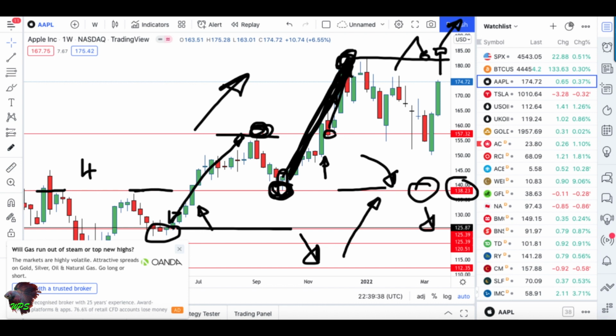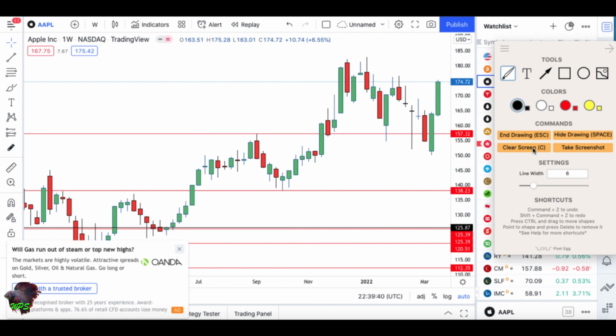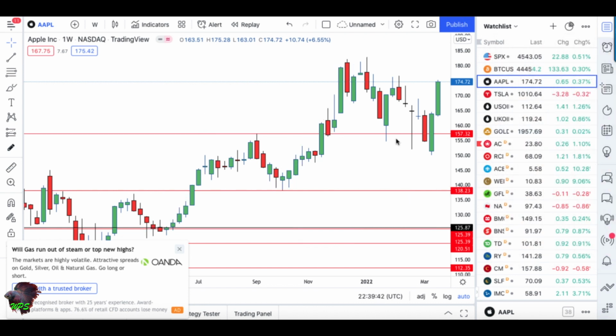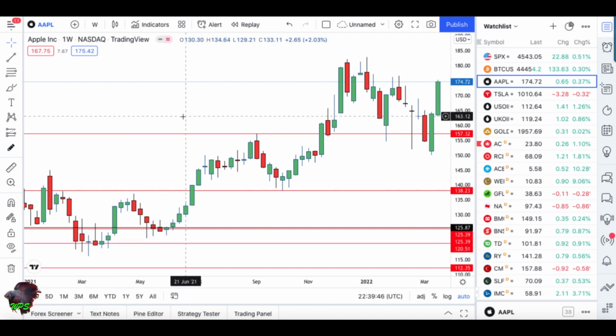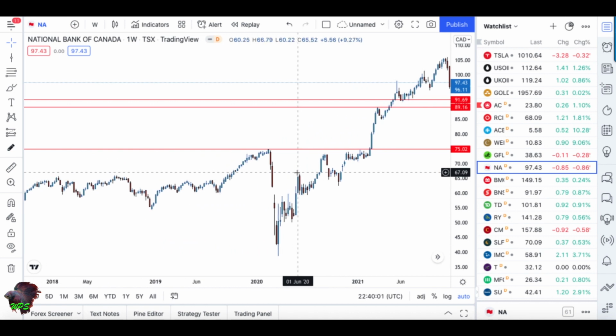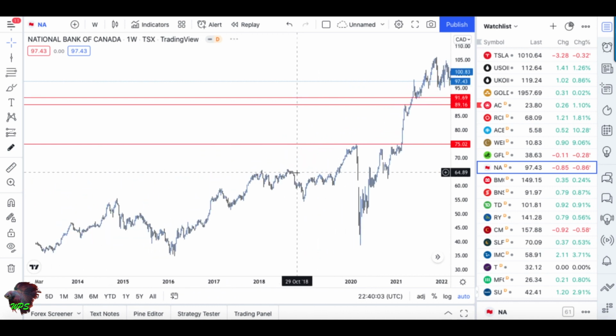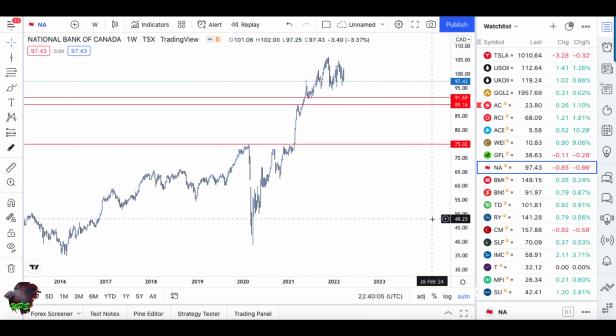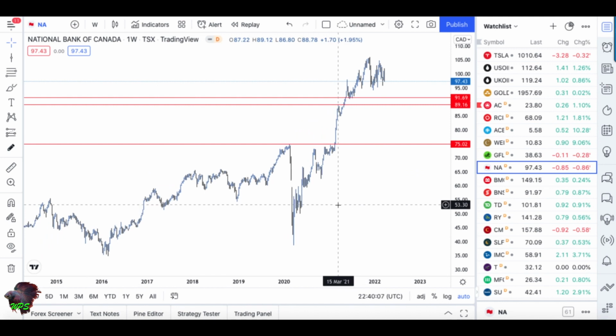Okay, so this is a first example here. This was Apple, and I hope you understood what I was trying to explain here. So now I'm going to start with another example. Pay attention, very important to understand all this stuff. Okay, so what do we have here? Well, we have National Bank of Canada. I'm going to squeeze the picture right here, and show you how this operates.